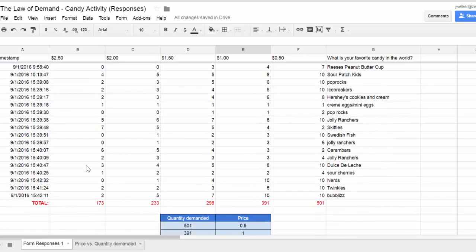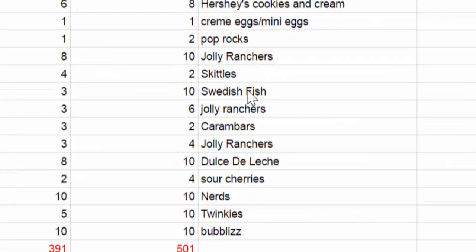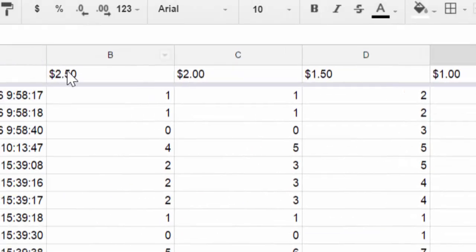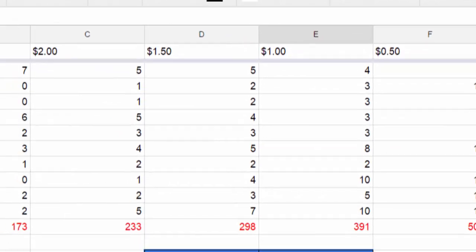I ended up having about 68 students complete the survey, and you can see their answers here. In the column on the right, you can see their favorite candies, and at the top we see the different price options from $2.50 down to 50 cents. Let's study the results here.